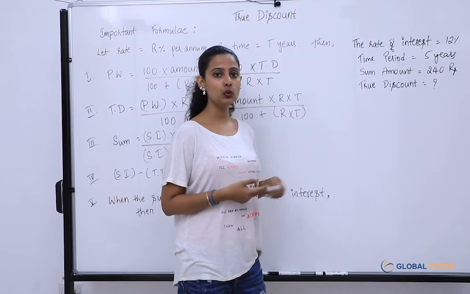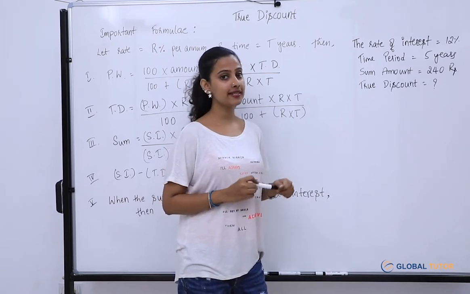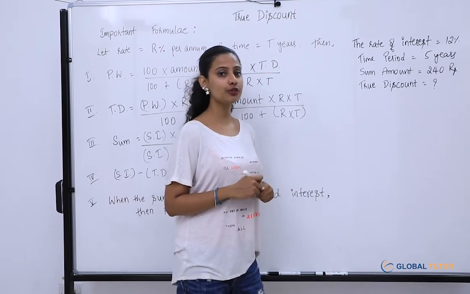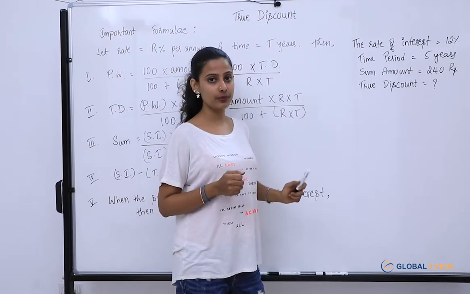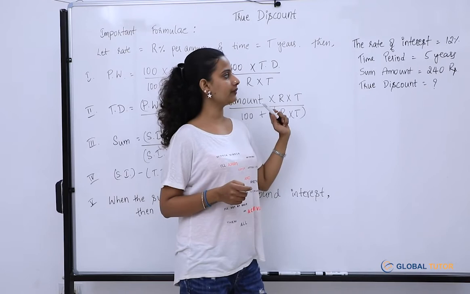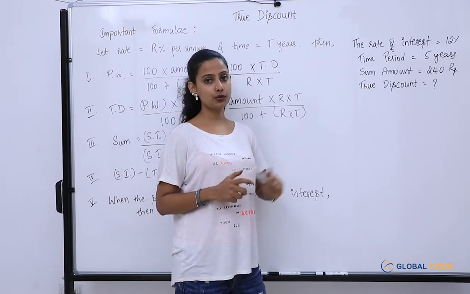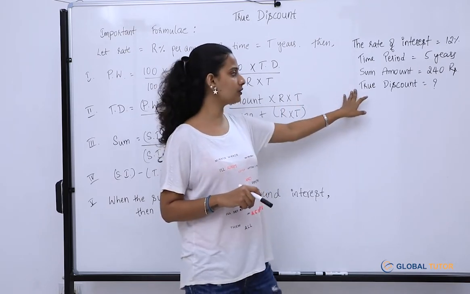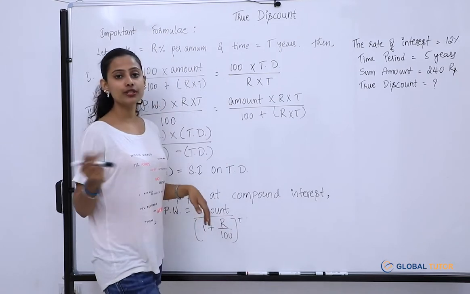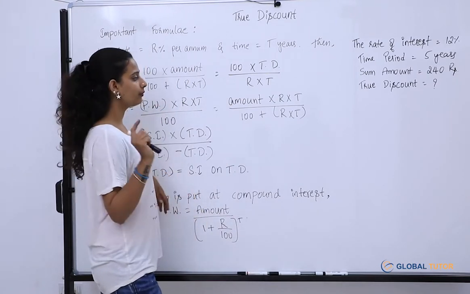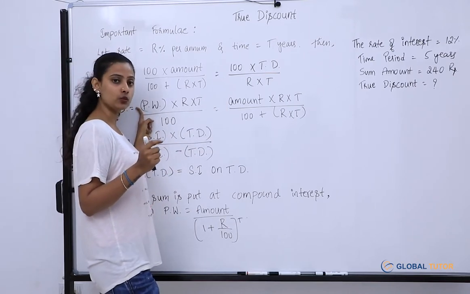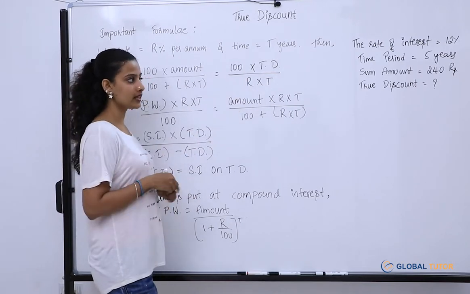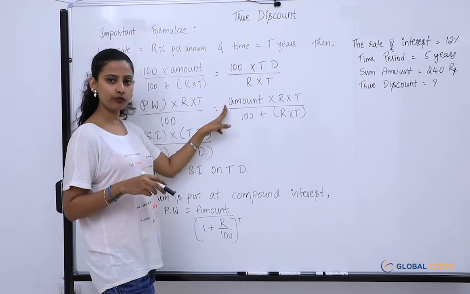We have seen the two ways of finding out the present worth. Now let us try to find out the true discount. The data we have is rate of interest which is 12%, time period which is 5 years, sum amount which is 240 rupees, and we have to find out the true discount. Even in true discount there are two ways to find it out. One, when you have the sum amount. The second one, when you have the present worth. The given data we have is sum amount, so let us use this formula.